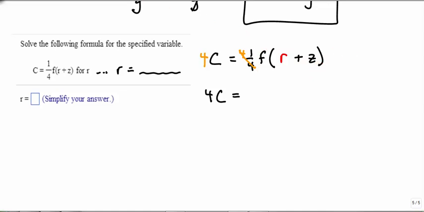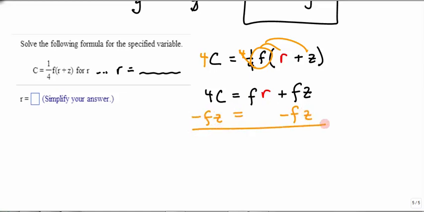I am going to distribute the f, but again, you could divide through by f just as well, because it is multiplied by that binomial. When I distribute this through, I have lowercase f times lowercase r, plus fz. Now remember, I'm trying to solve for r. So to get r by itself, my next step would be to subtract the fz. Now this one is lowercase z. So I have 4 cap C minus f lowercase z equals fr, and r is what I'm trying to solve for. And then my final step would be to divide through by f.